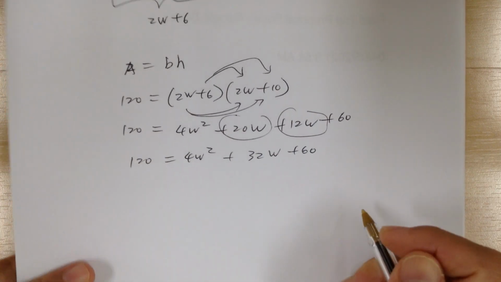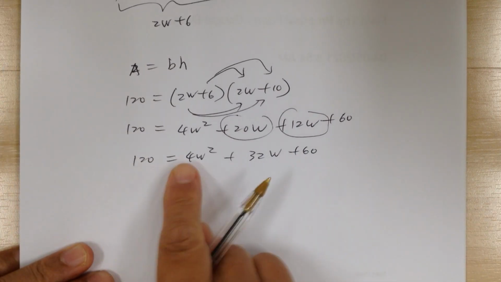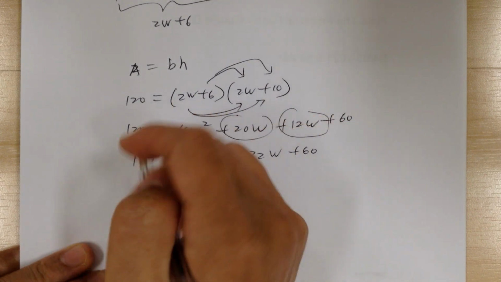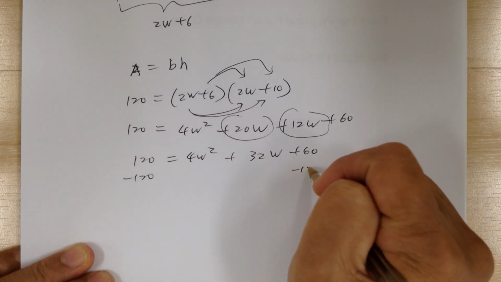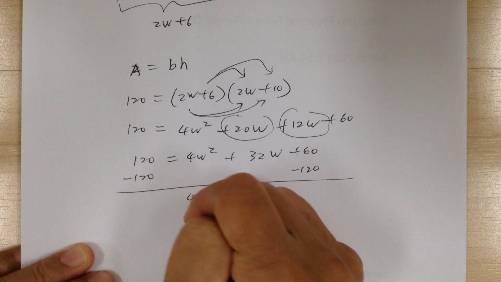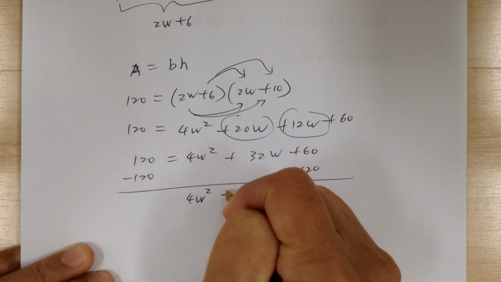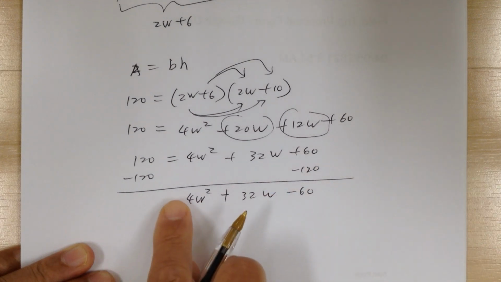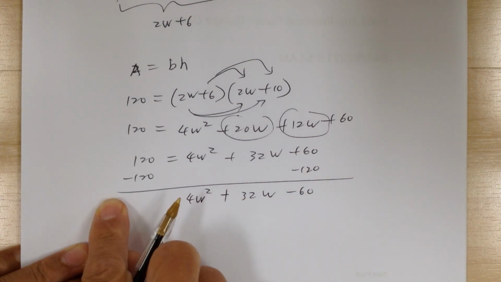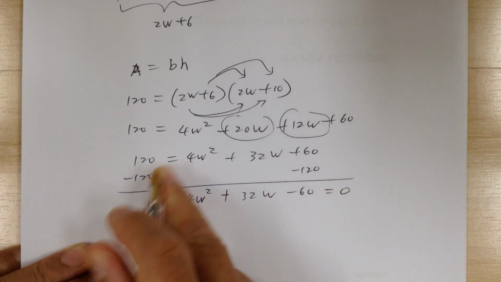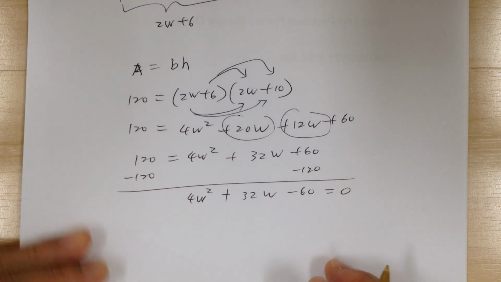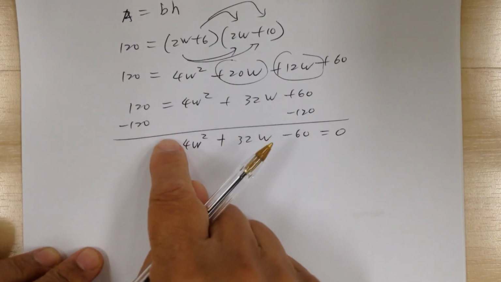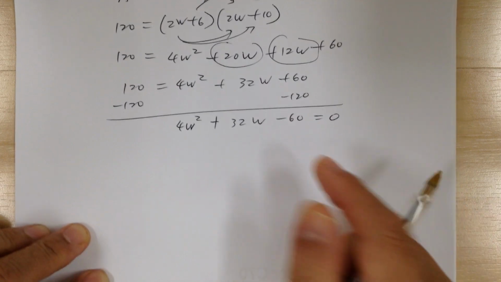And I'm going to make it equal to 0, so minus 120 minus 120. So I get 4W squared plus 32W minus 60. And instead of writing equal to 0 on this side, I'm going to write equal to 0 on the other side, just move it over. So again, instead of writing equal to 0 this way, I'm going to write equal to 0 that way.